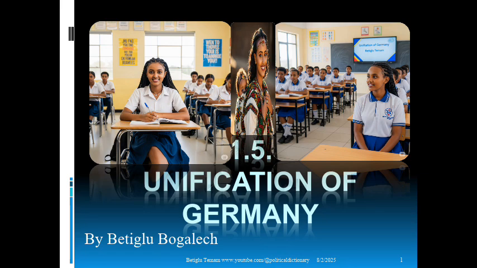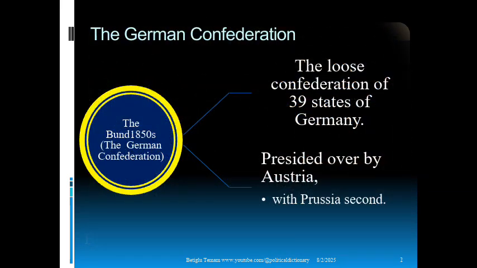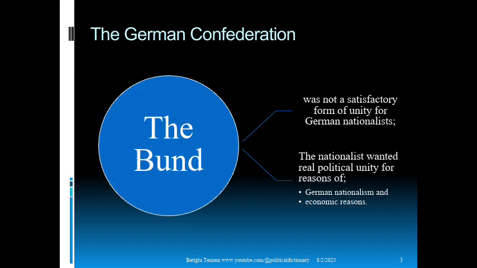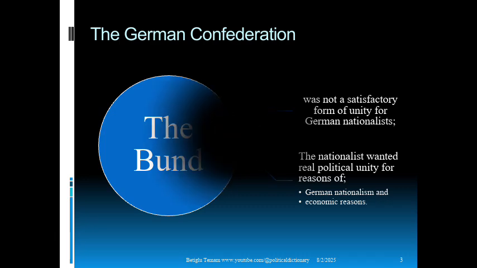Brainstorming question. Analyze the strategies that Bismarck used to unite Germany. In the 1850s, Germany was a loose confederation of 39 states called the German Confederation, the Bund. The Bund was presided over by Austria, with Prussia second. The Bund was not a satisfactory form of unity for German nationalists who wanted real political unity for reasons of German nationalism and economic reasons.